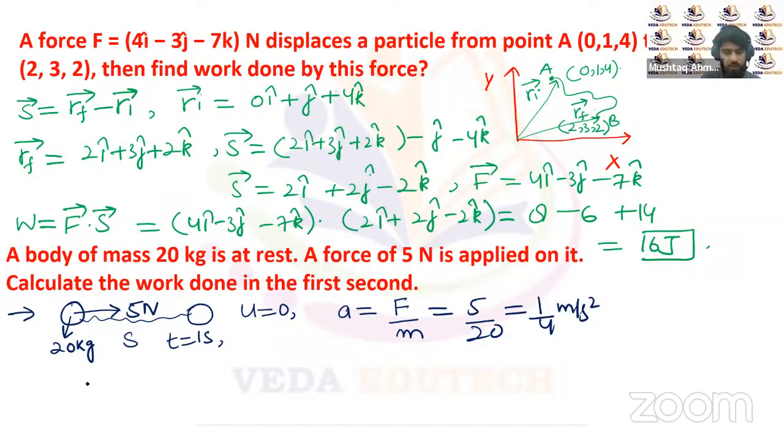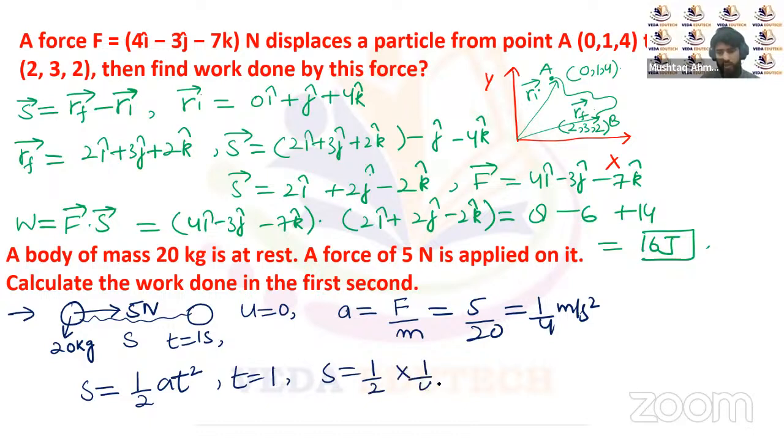So therefore, the displacement of this body will be S is equal to ut plus half at square. So u is 0, it will be half at square. We have to calculate the displacement after 1 second, so t equal to 1. For t equal to 1, we have S equal to half a t square, a is 1 upon 4, t square will be 1 square. So it will be 1 upon 8.